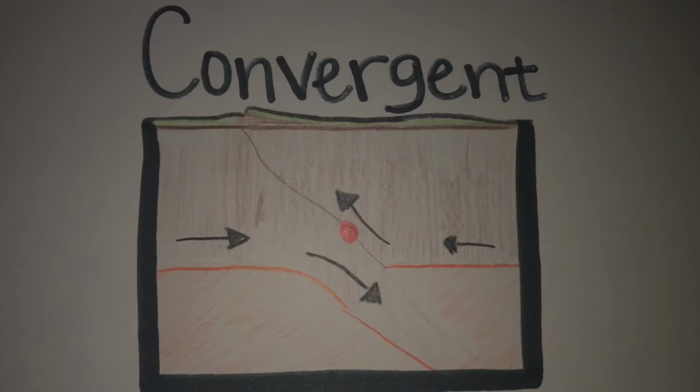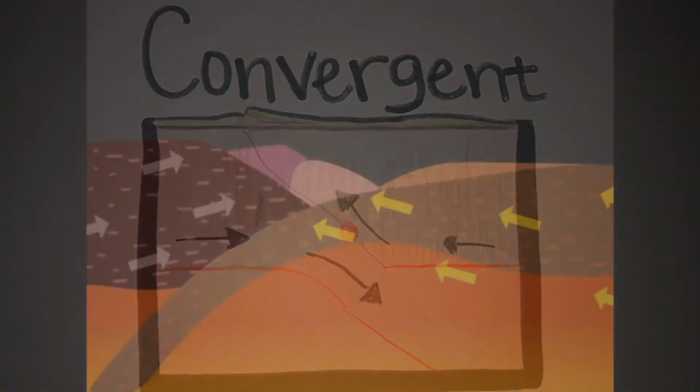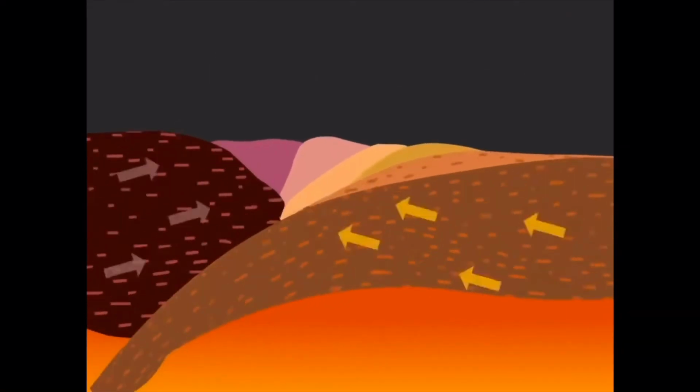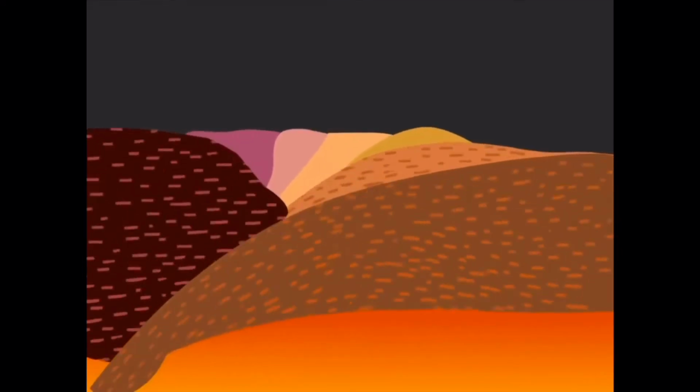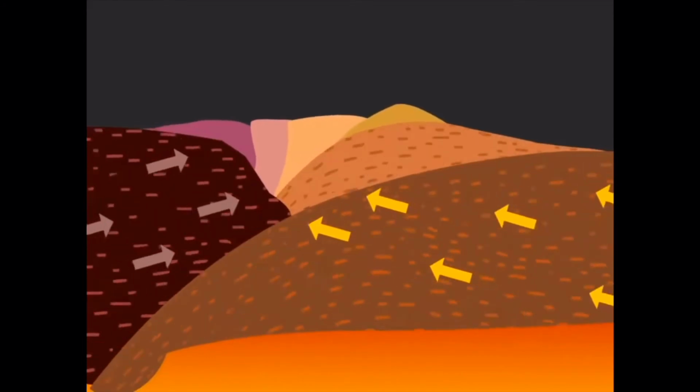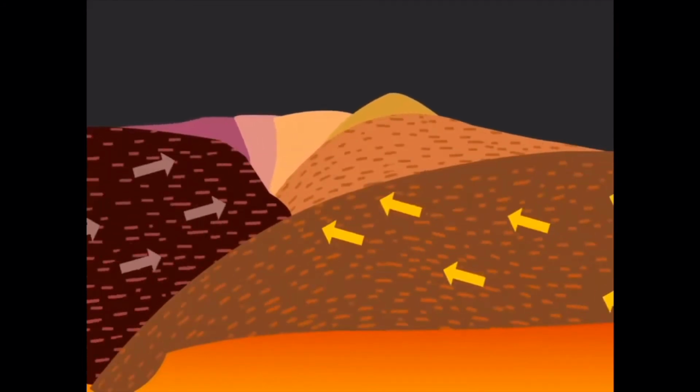Convergent, when two plates collide with each other, or one subducts under another, causing mountains and volcanoes. Here are some examples of convergent plate boundaries. Continental versus continental is when two continental plates collide with each other, creating mountains and uplifts. An example of this continental boundary is the Himalayas, which is still growing today.